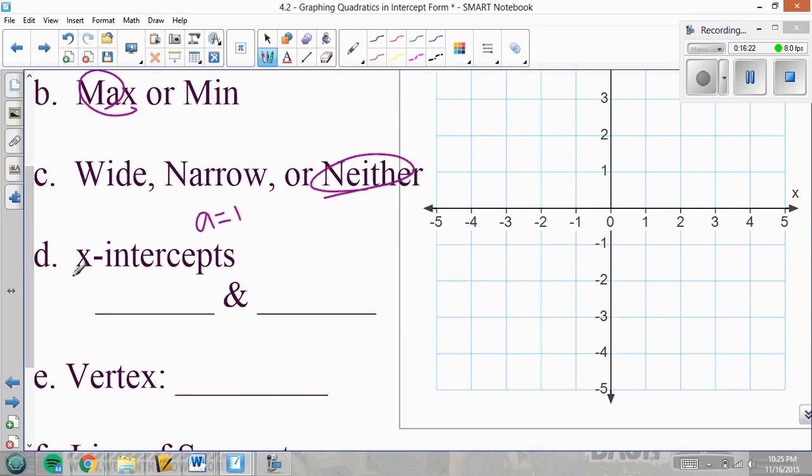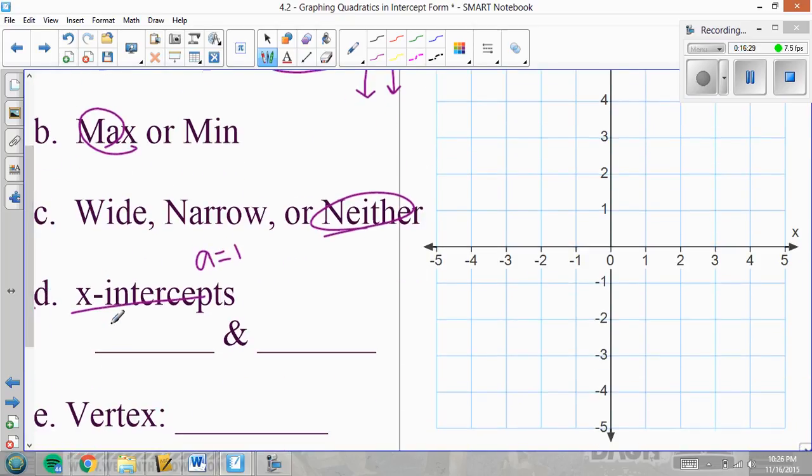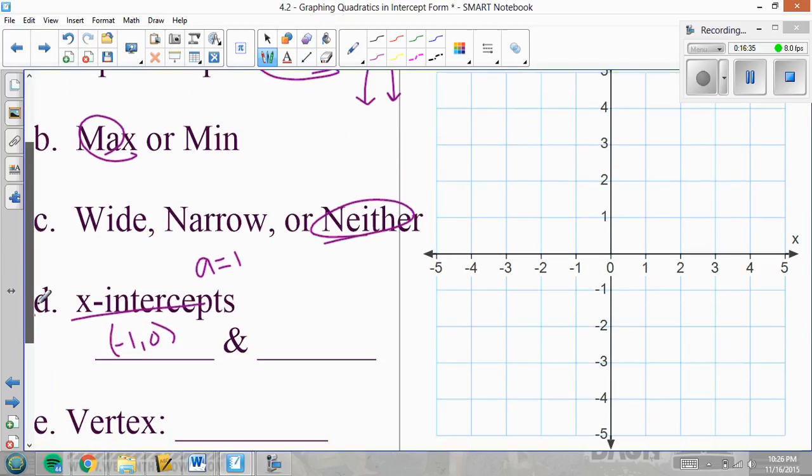Now I can find my intercepts. So I want to look, the opposite of positive 1, we know is negative 1, 0. And the opposite of positive 5 is negative 5, 0. So I can plot those 2 points right away on my x-axis because they are x-intercepts.